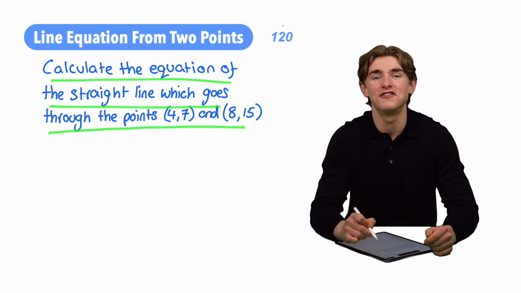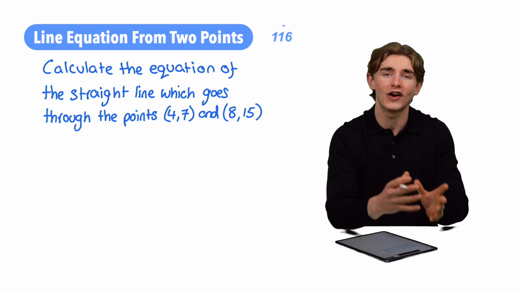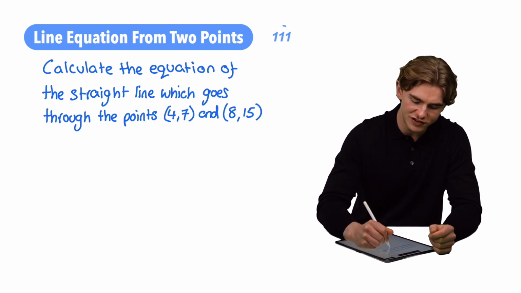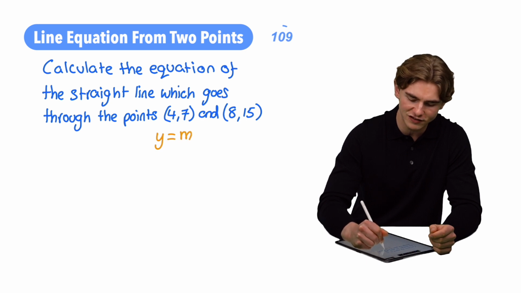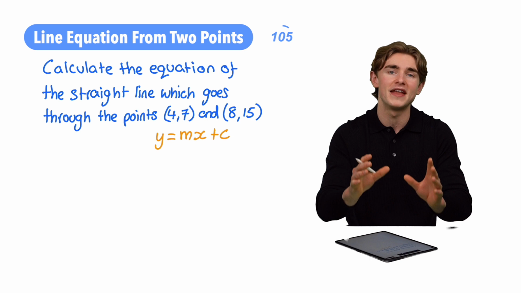7 and 8, 15. What are we going to do? Well, to have the equation of a line, what do we need? We need the gradient and we need the y-intercept. Why? That's because the general equation of a straight line is y equals mx plus c. So if we can find our gradient and our y-intercept, we've pinned down our line.